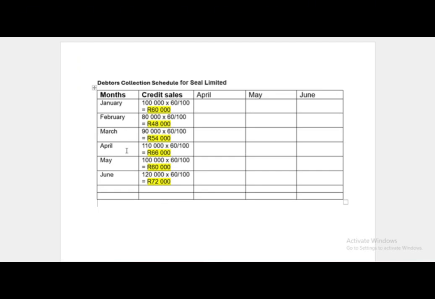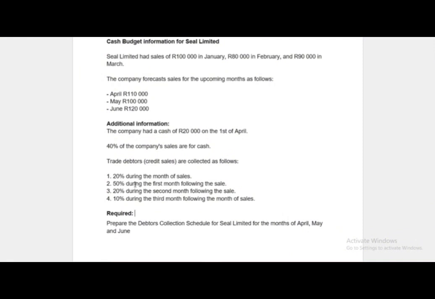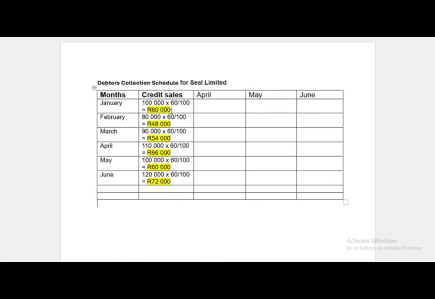And then the policy again says, let's see on the question right there. The policy also says if you bought in January, you are going to pay another 20% in the second month following the month of sale. Our second month following the month of sale is March. March does not fall under our period, all right? And then if you bought in January, you are going to pay 10% during the third month following the month of sale. The third month following the month of sale is April. So in April, for the people that are owing us from January, we are only going to collect 10% from the people of January in April, right?